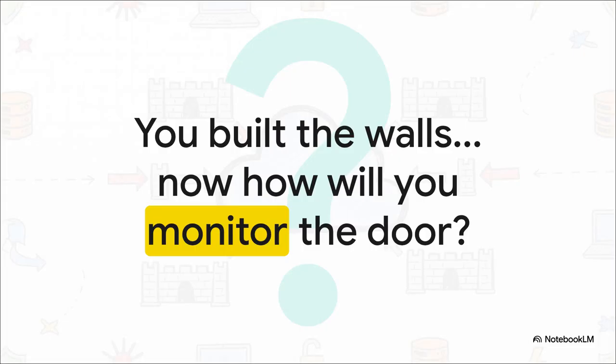So now you know how to build the digital walls to protect your cloud network. But you know, building the walls is really only half the battle. The next logical step is to ask, how do you actually monitor who's knocking on that door? How can you see the traffic that's being allowed, and more importantly, the traffic that's being denied?